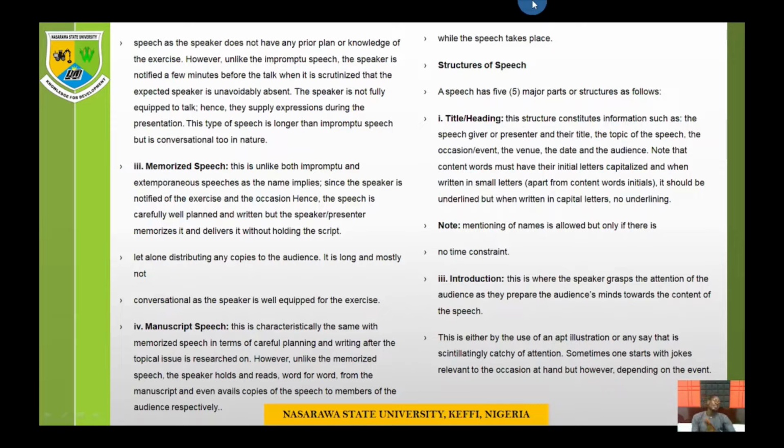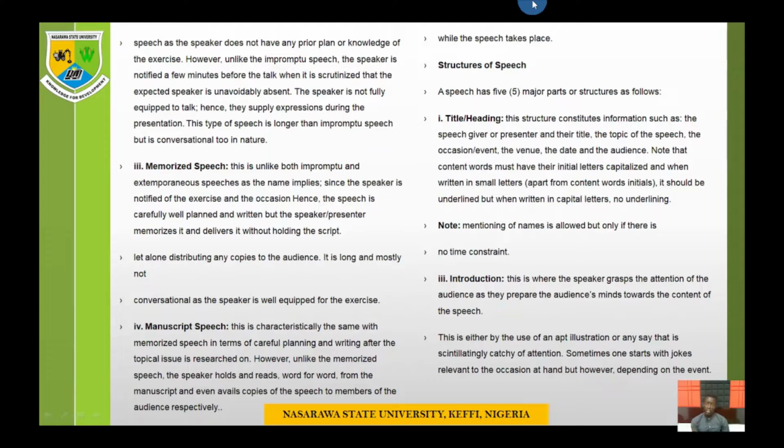But if you do not want to go into this problem of which one is a content word and which one is a function word, and how to capitalize this or that, close your eyes and put everything in capital letters.